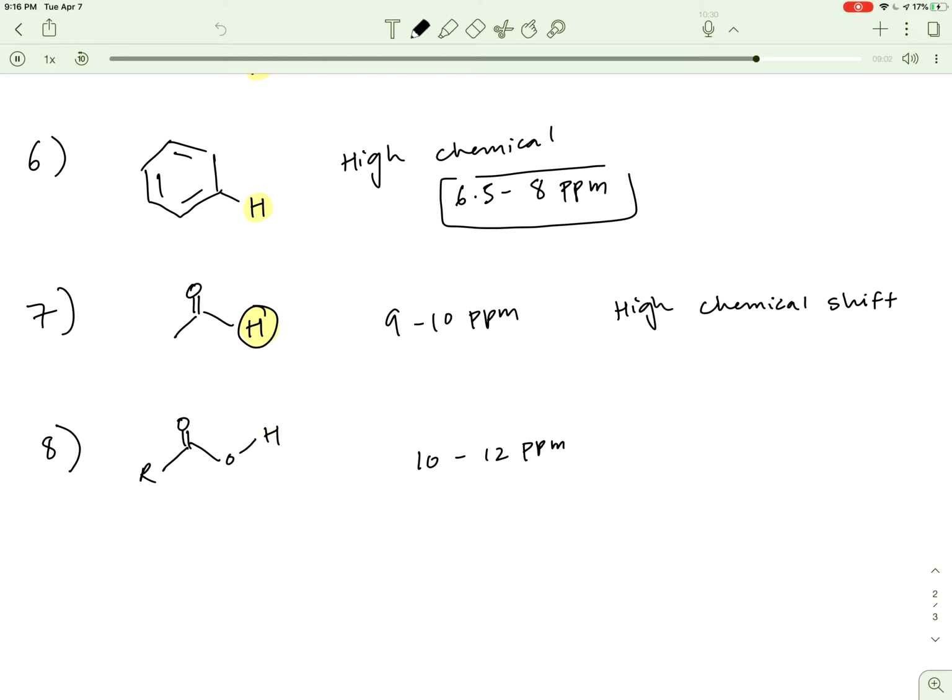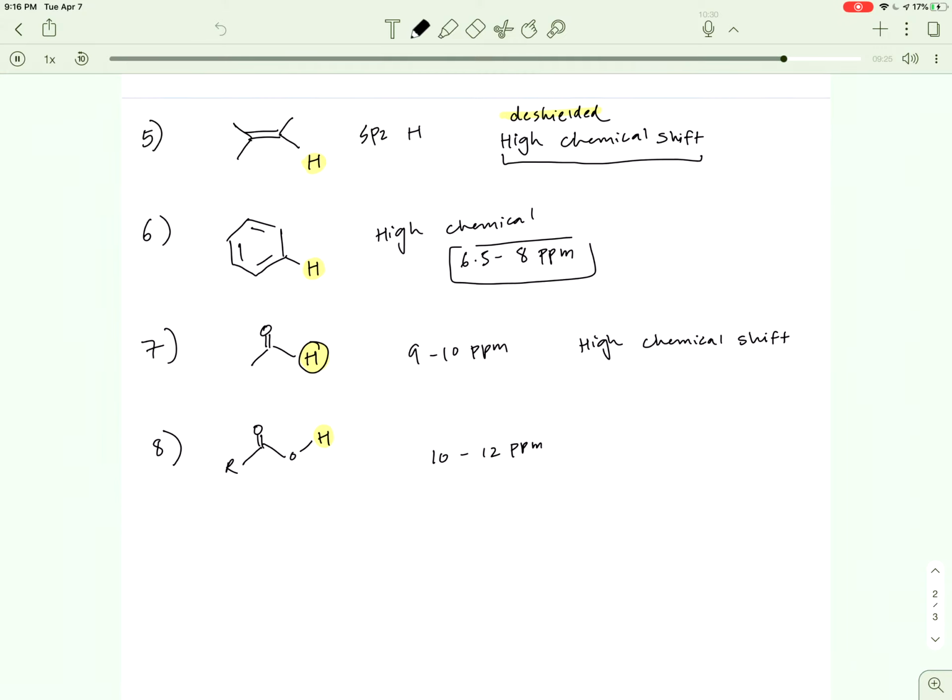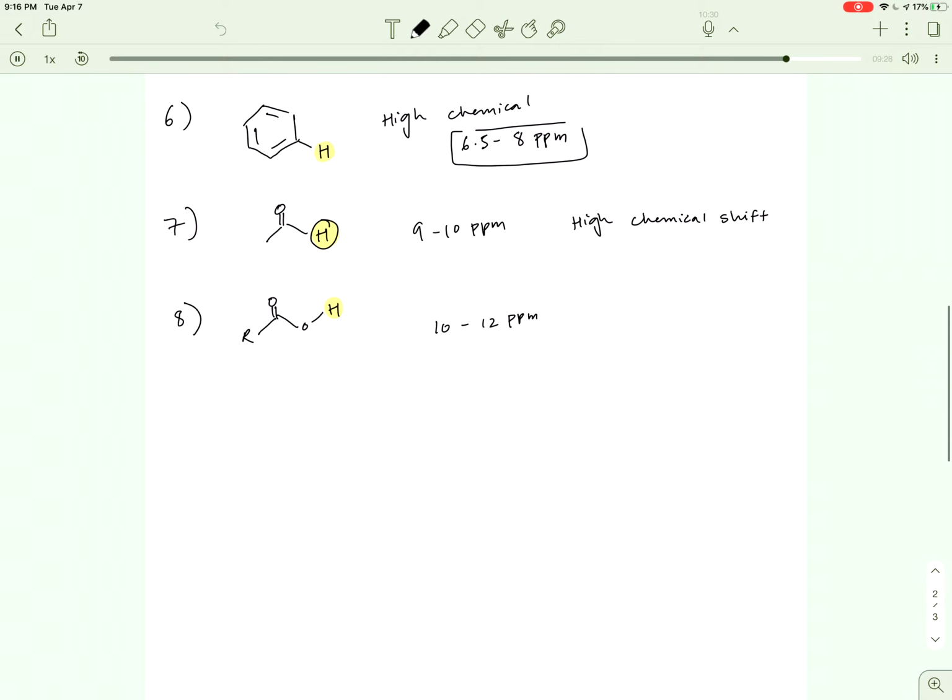And the last example, which is number 8, whenever I have a carboxylic acid, so a carbonyl with an OH, it's a carbon that's double bonded to an oxygen, but they have an OH next to it. So this hydrogen is going to have the highest chemical shift of all of them, because it's right on an oxygen, and that oxygen is on a carbon that's double bonded to an oxygen. So this is a very, very high chemical shift. It's somewhere between 10 and 12 ppm. That's what we have right here.